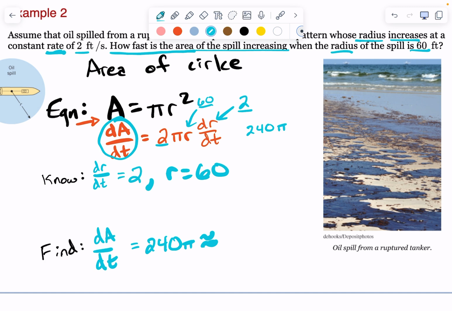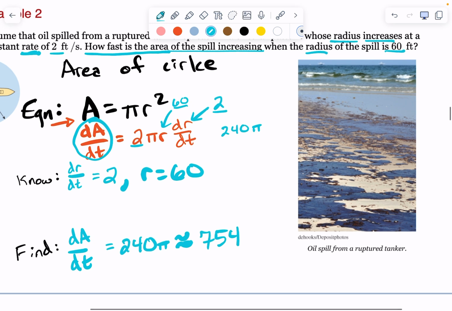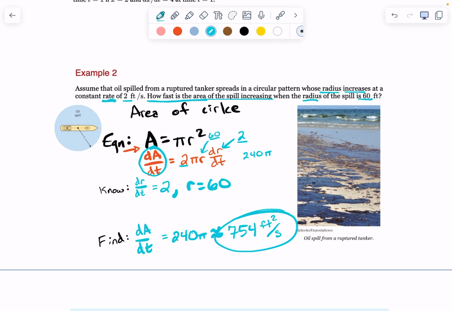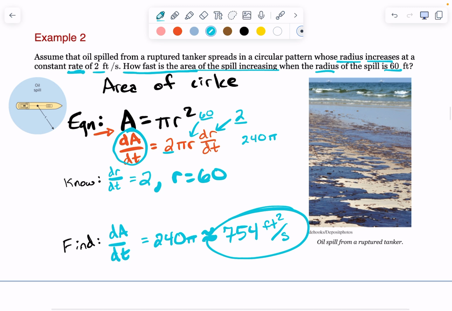Oh, 753. 754. Oh, 753.98. Okay, 754 what? Like, what's the units? Oh, the unit. Feet per second. I was so confused. The area is square feet per second. It is spilling out at that rate. Does that make sense? The rate that the area is increasing is 754 square feet per second.